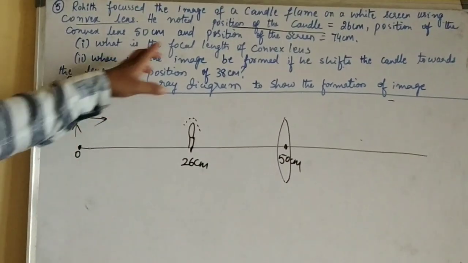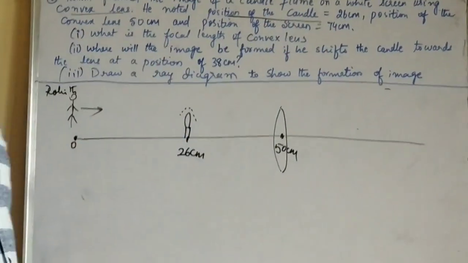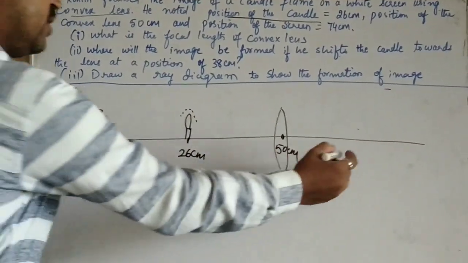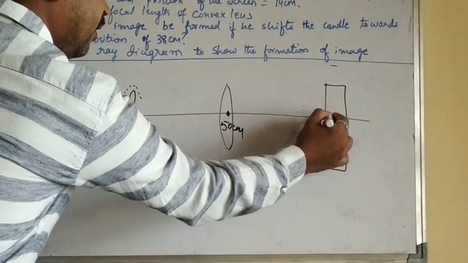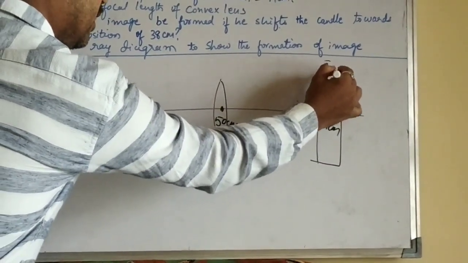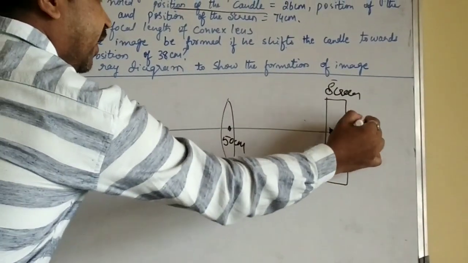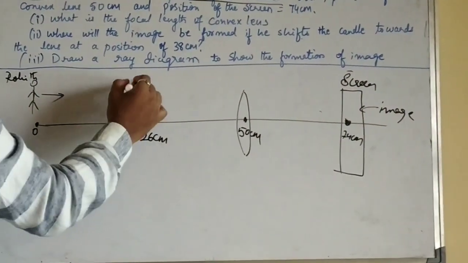And the position of the screen as observed by Rohit is at 74 centimeter. Again moving from the same 0, it is at 74 centimeter around here. Here you have the screen. What do you mean by screen? Screen is the place where you are getting the image of the candle flame, and this is the object.